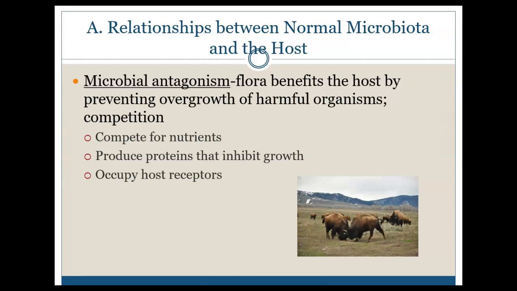And so when we look at a relationship between our normal flora and the host, there's going to be some antagonism going on there. And so basically what this means is that the flora wants to be there. So species that are living in us and on us, they're going to try to maintain their territory. And so they're going to provide some competition. And if they can provide competition to harmful organisms, that's good for us. Because if something comes along that's bad for us, then they will compete to stay there and possibly not let something else grow, or at least not let it get too out of control.